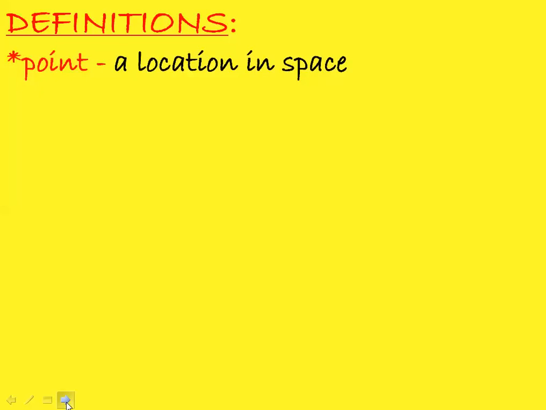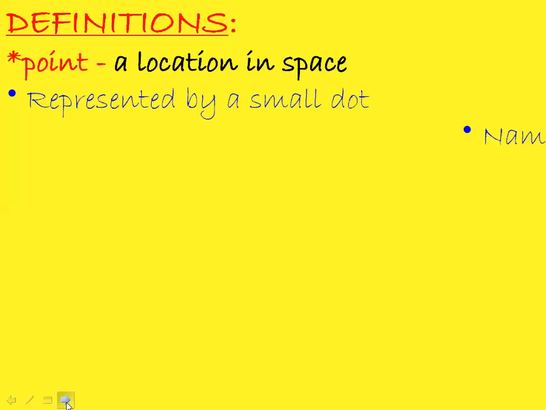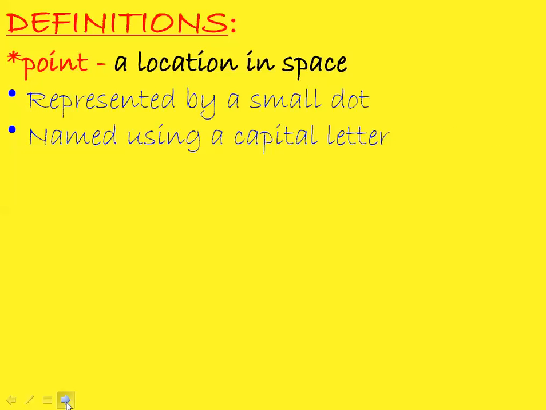First, we have a point. A point is simply a location in space. In a picture, a point will be represented by a small dot. When we name a point, we simply name it using a capital letter.